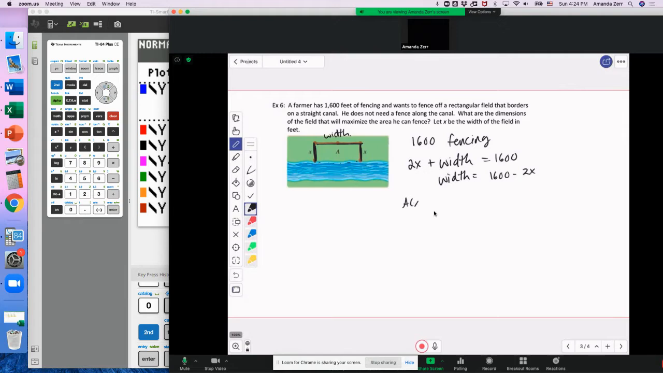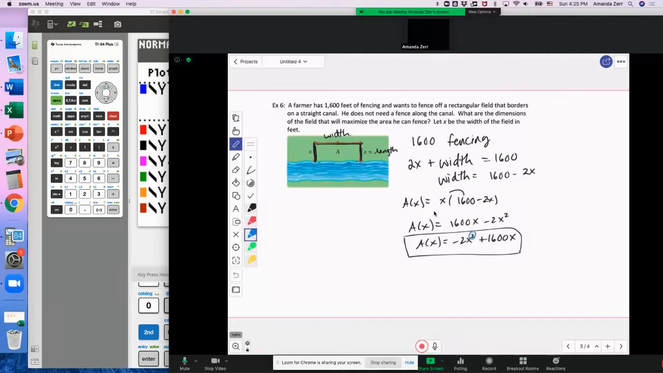So if I was trying to figure out the area of this plot, I would do length times width. Okay, so my length is x. So I have x times width, which is 1,600 minus 2x. And so I would get 1,600x minus 2x squared. And I'm just going to go ahead and put this in descending order. There's my function. Now I'm being asked to maximize area.